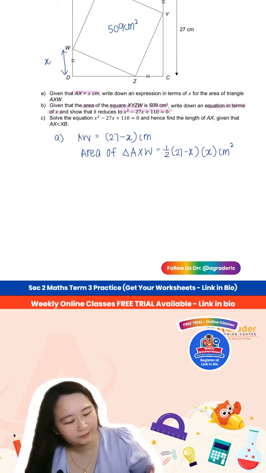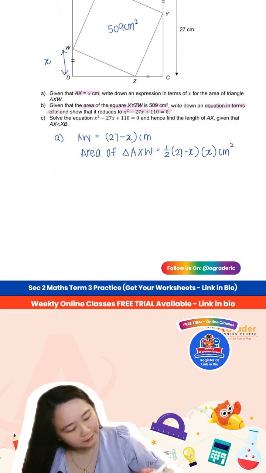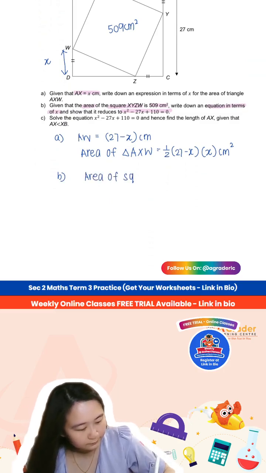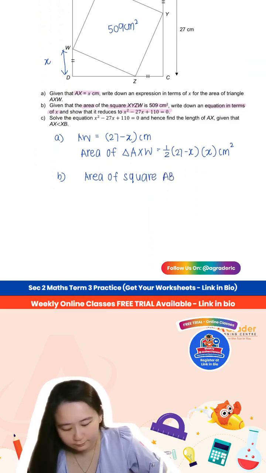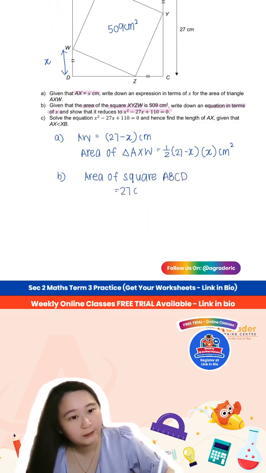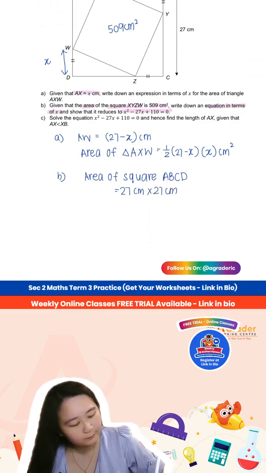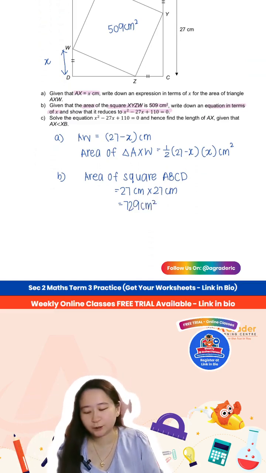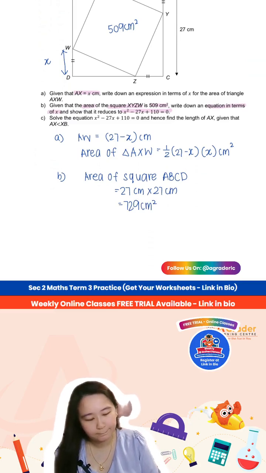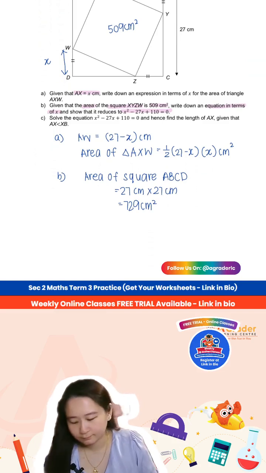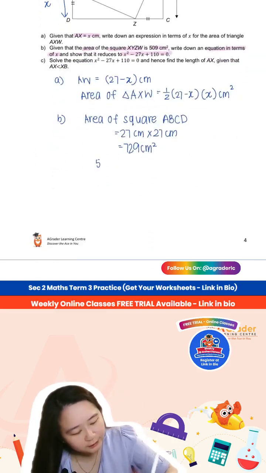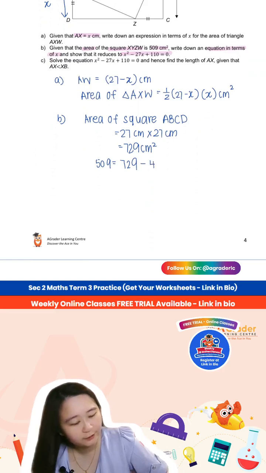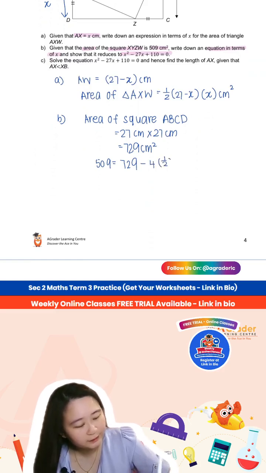Okay, and we also have the area of square ABCD. We can find it. So 27 cm times 27 cm, 729 cm squared. So this 509, right, it's equals to the area of the big square minus 4 of the area of the triangle. So 4 times area of triangle.